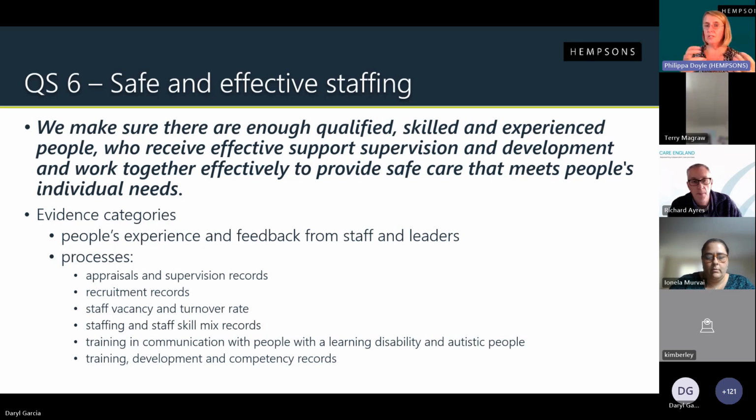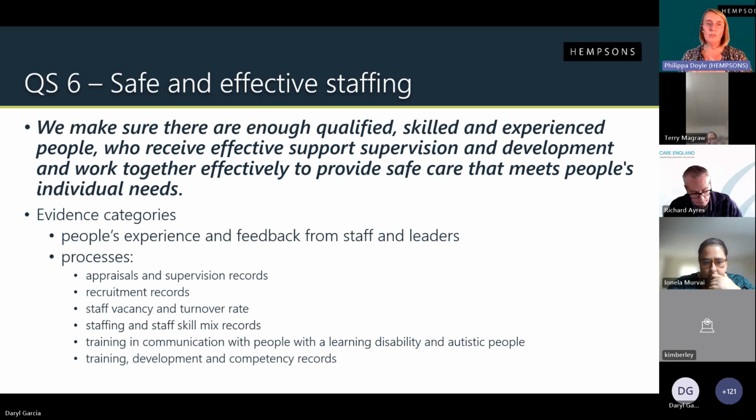They're going to look at people's experience, so the people that you support and their families, and they'll get feedback from them. They'll also get feedback from staff and leaders within the service. But they're also going to be looking at your processes. Whenever CQC say they're looking at processes, they mean documents, policies, procedures, hard evidence within your service. So they'll be looking at appraisals and supervision records for staff.